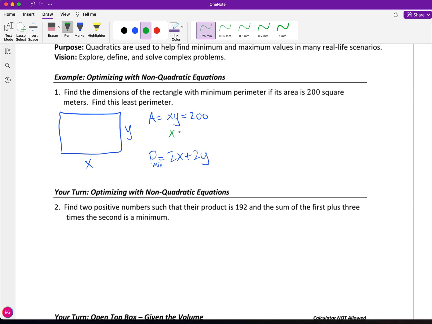All right, so what we can do is solve this top equation for one of the letters. Okay, so I solved it for x. And then what I can do is substitute that into the other equation. So I'm going to be able to rewrite this P min equation as 2 times 200 over y plus 2y. And then if we want to, we can clean it up. We don't really need to, but it is easier to type in the calculator if you clean this up a little bit. So I'm going to do the 2 times 200, get 400 over y, and then plus 2y. All right, so this has our variable in the denominator, which means this is a rational equation. It is not a quadratic.